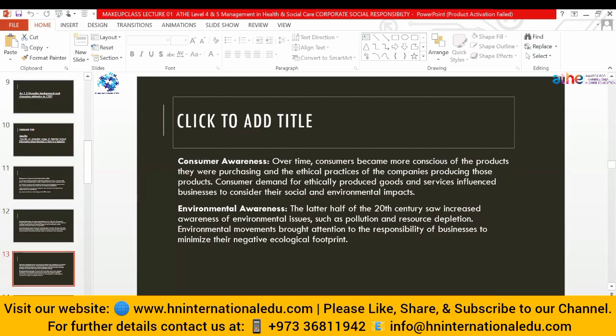Consumer awareness. Over time, consumers became more conscious of the products they were purchasing and the ethical practices of the companies producing those products. Very latest example, we have boycotted all the products which are from Israel, right? What we are doing is consumer awareness, because we know that they are funding the Israelis and ultimately they are bombarding the Palestinians. So we are not buying any. That's a perfect example, which is for till date.